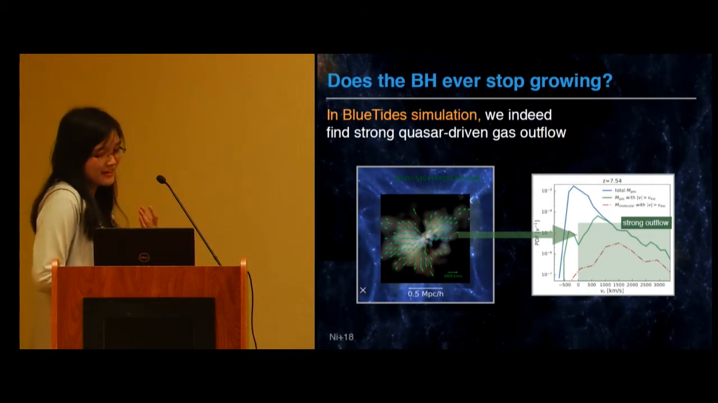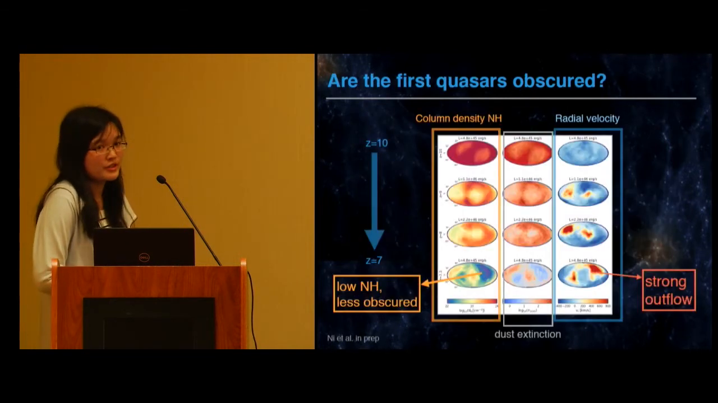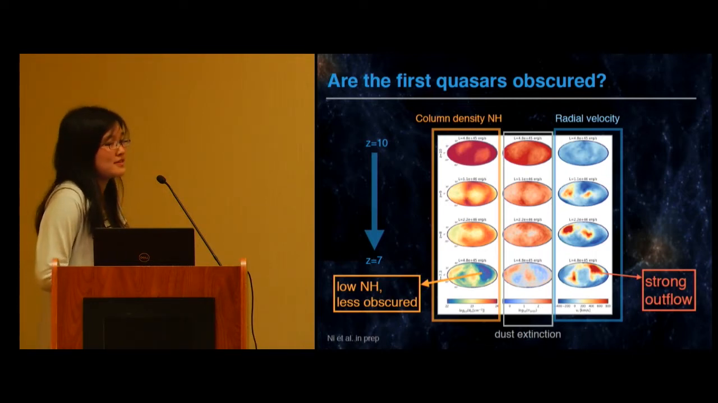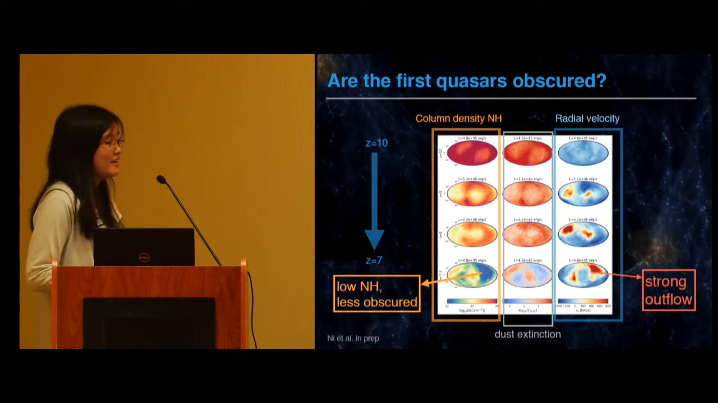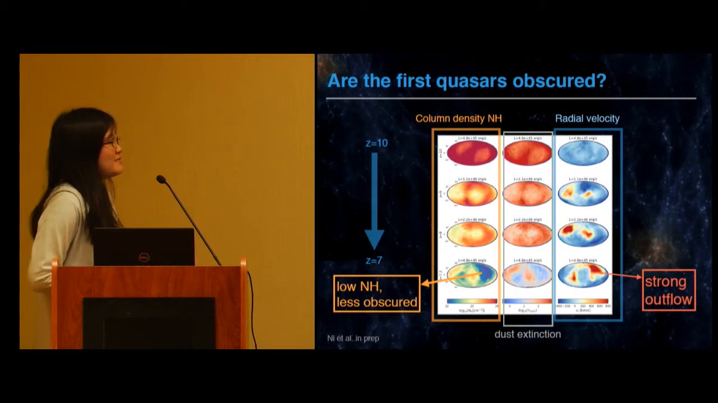So this indicates that the AGN feedback process is able to slow down the accretion process as well as quench the local star formation. Then finally, we're going to look at the obscuration of those first quasars. We know that many supermassive black holes are obscured because they're surrounded by high-density gas. So here we plot the map of the local gas environment around the most massive black hole from redshift 10 to redshift 7.